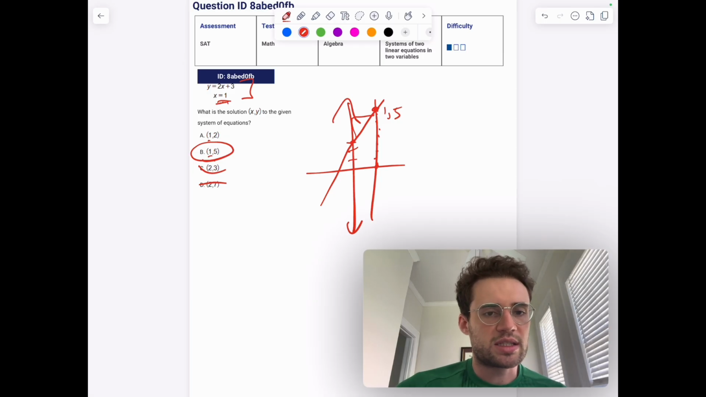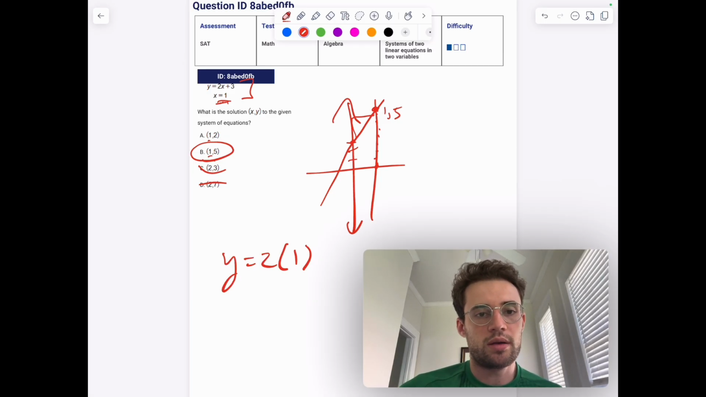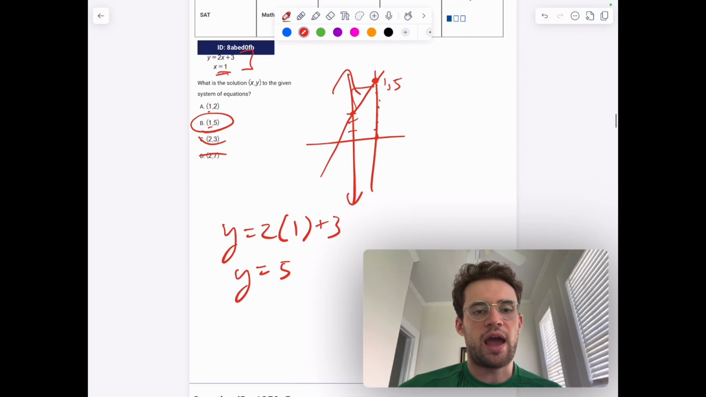We would just plug in this value of 1 for x. We'd say y equals 2 times 1 in place of the x, plus 3. 2 plus 3 gives us 5. So y equals 5, and then you'd write x comma y. So our x value is 1, our y value is 5. 1 comma 5, which is choice B.